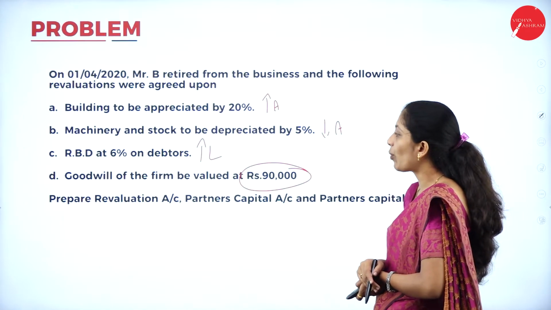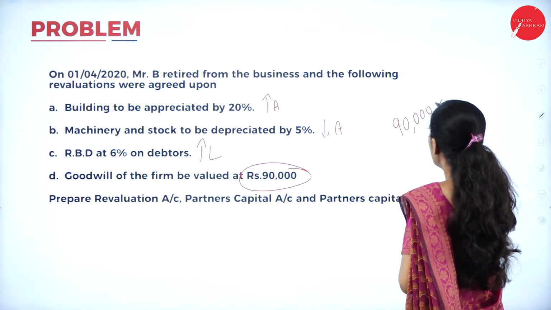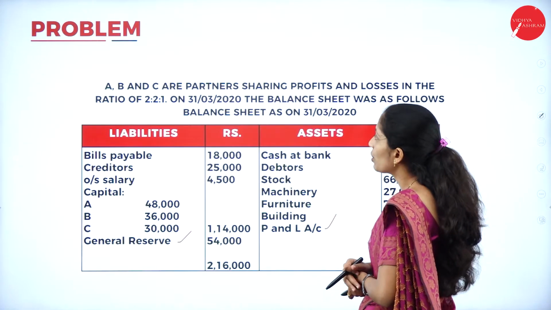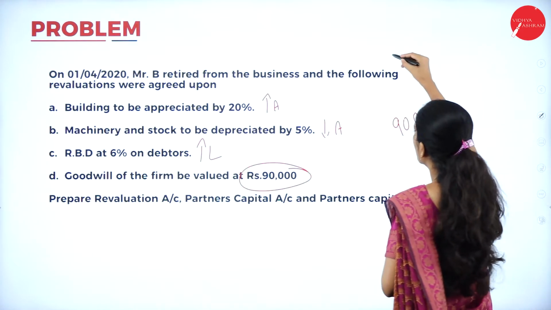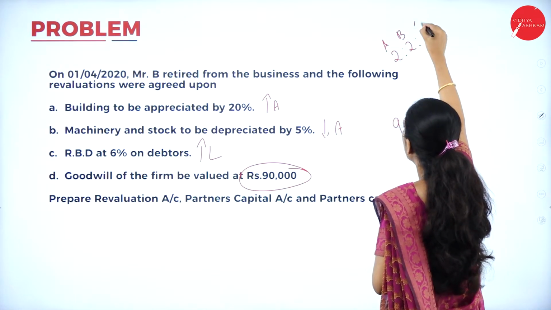So they have given the valued goodwill, right? So 90,000 is the valued goodwill. Now we have to take the share of the retiring partner. Now who is the retiring partner? B is the retiring partner. So what is the profit sharing ratio? 2:1, so this is of A, B and C.